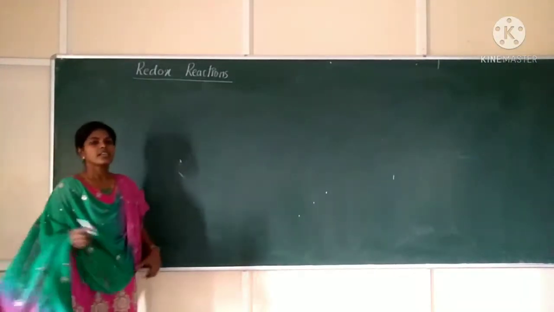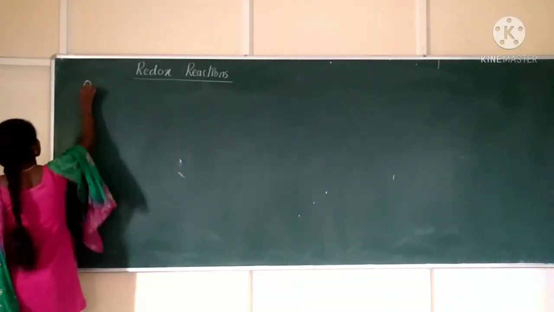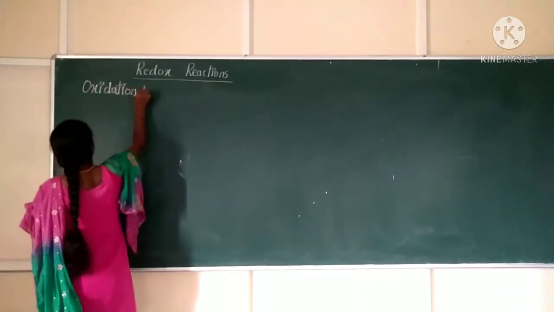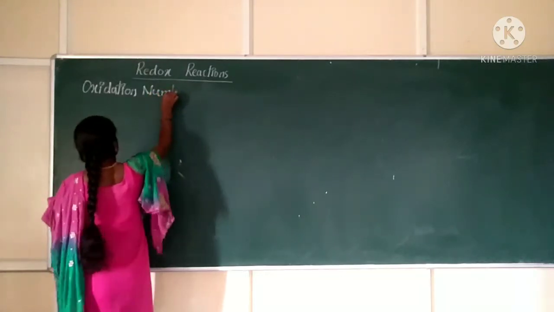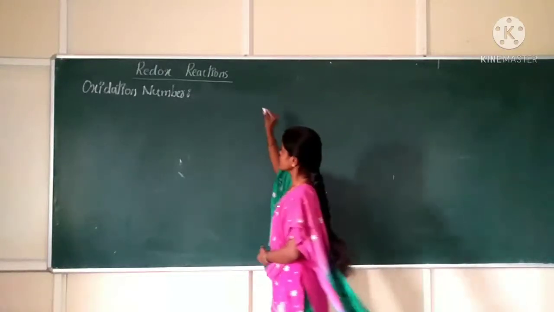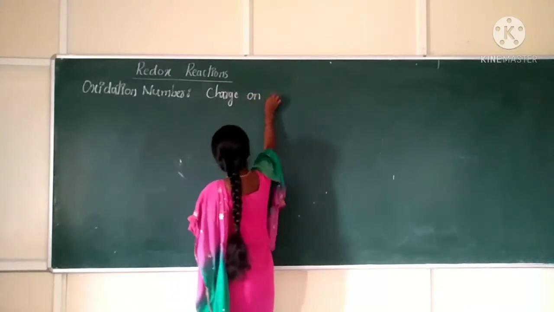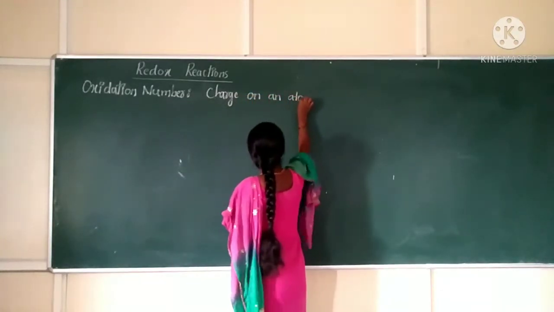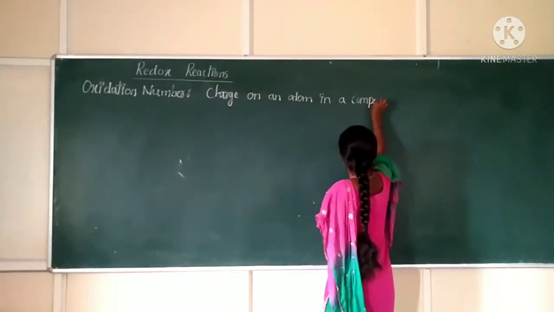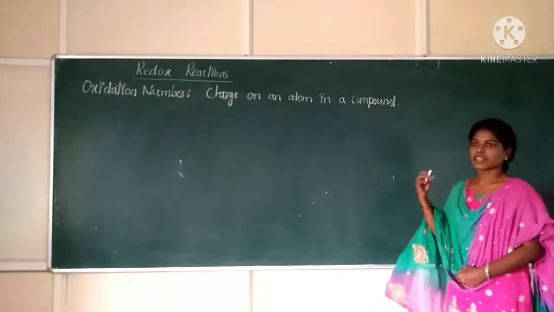Hello students, in the previous class we had a discussion on oxidation number. So what is oxidation number? Charge on an atom in a compound can be said as oxidation number.